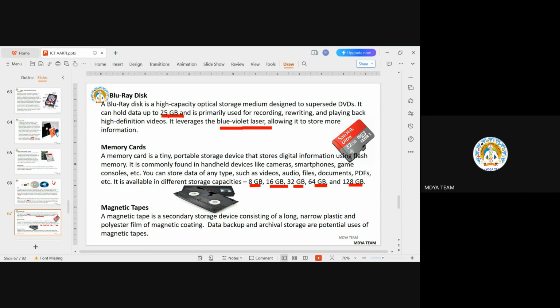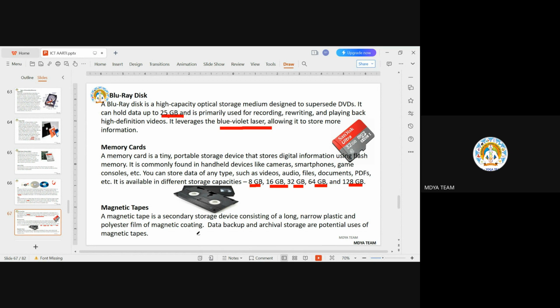Next one is magnetic tapes, which are also obsolete. A magnetic tape is a secondary storage device, consisting of a long, narrow plastic and polyester film with a magnetic coating. As we have seen, somebody may have seen the cassettes that play in the audio player. They are like rolls of black magnetic tape, present in small cassettes for listening to music, songs.